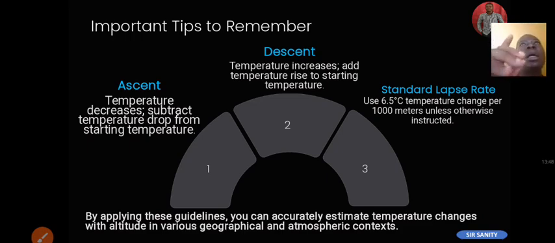So in case they have given you the one at the top of the mountain, and you are looking for the one at the base, what you must do is, when you find the temperature change, you add it to the one given to you at the top to get that of the base. Then the last formula is 6.5 degrees Celsius temperature change per 1,000 meters unless otherwise instructed. So please, let's try to put our best in that.